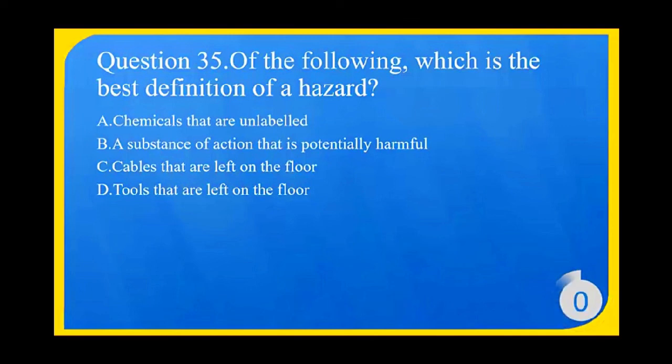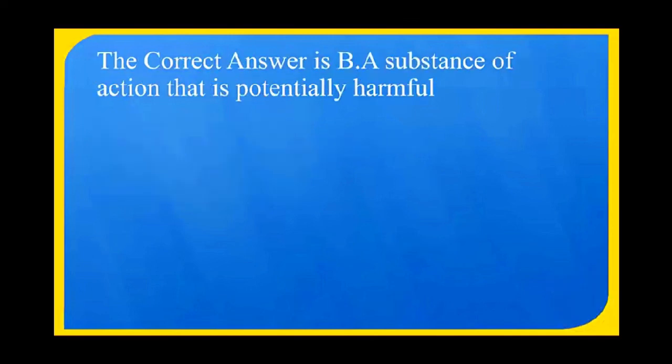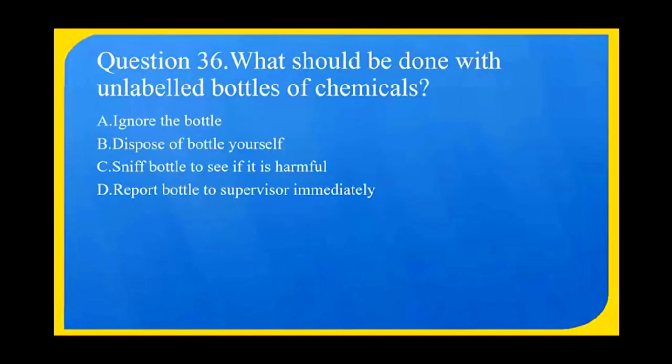The correct answer is B. A substance or action that is potentially harmful. Question 36. What should be done with unlabeled bottles of chemicals? A. Ignore the bottle. B. Dispose of bottle yourself. C. Sniff bottle to see if it is harmful. D. Report bottle to supervisor immediately.